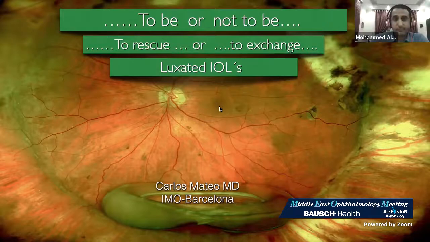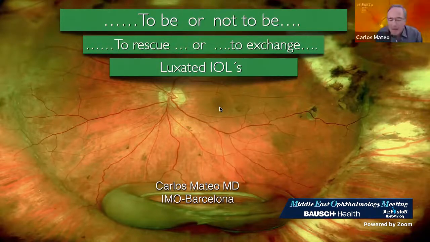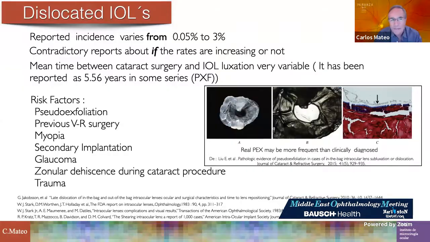Okay, as a vitreoretinal surgeon, my topic will be a little bit different. I'm going to discuss to be or not to be, to rescue or to exchange in patients that have luxated IOLs. The reported incidence of luxated IOLs varies from 0.05% to 3%, and there are contradictory reports about whether the rates are increasing or not.